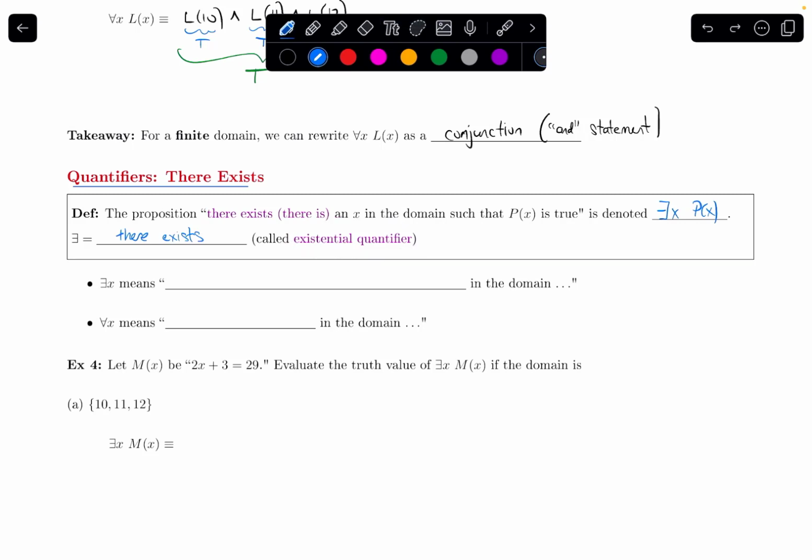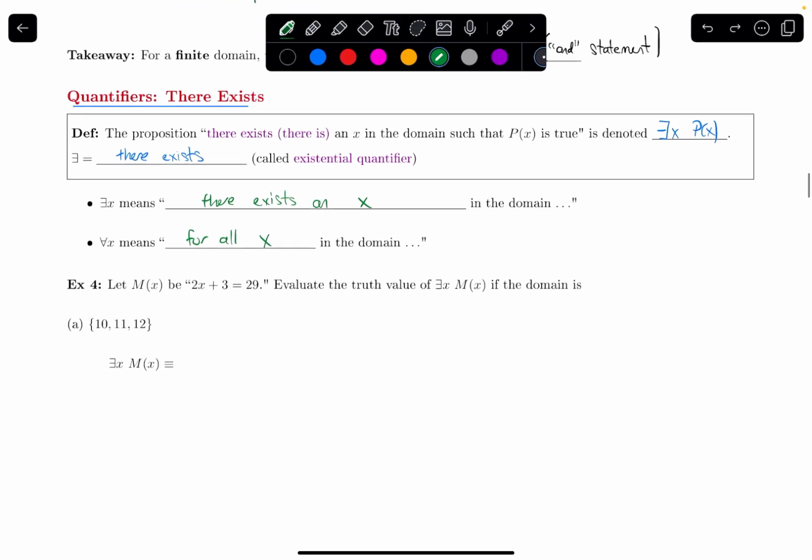So again, just to talk about the two quantifiers we have so far, this symbol means there exists an x in the domain such that whatever comes after it. And this symbol right here, remember, this meant for all x. For all x in the domain, and then whatever comes after that. Okay, so let's do an example where we use this.